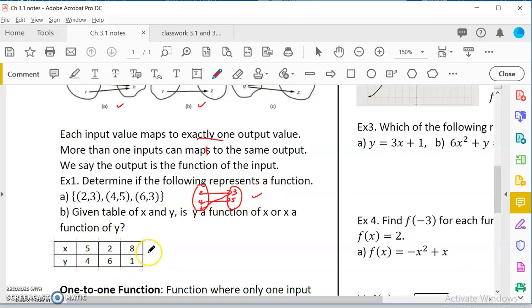Is this table a function? Is x a function of y or y a function of x? Let's see. y is a function of x means x, y. If y is a function of x, this means you draw a diagram like this: 5, 2, 8, 4, 6, 1. Do I have 1?